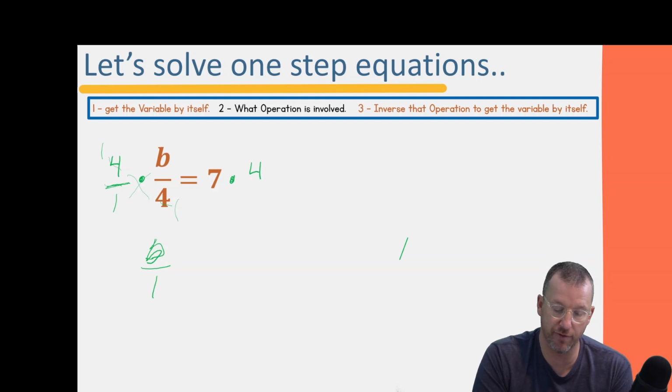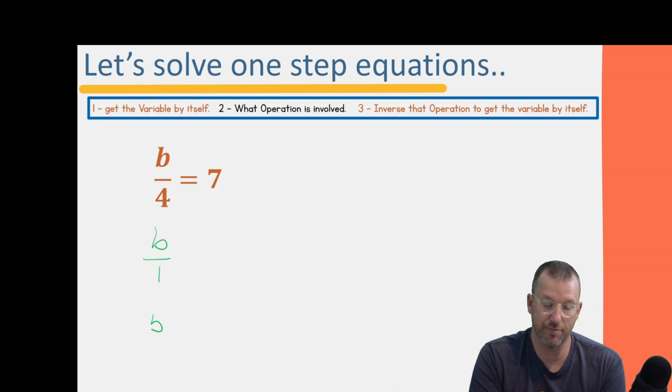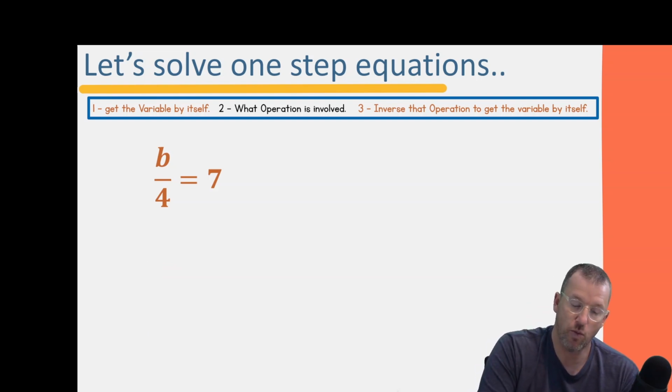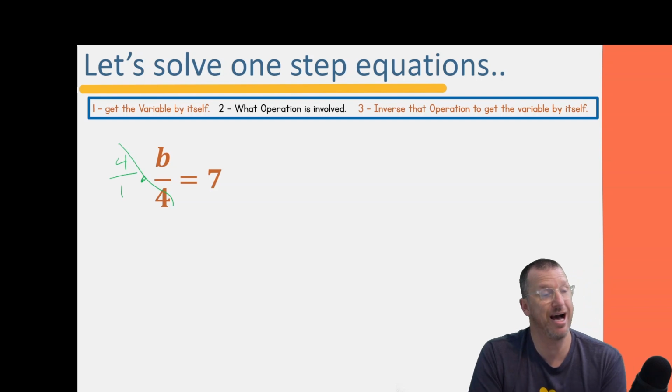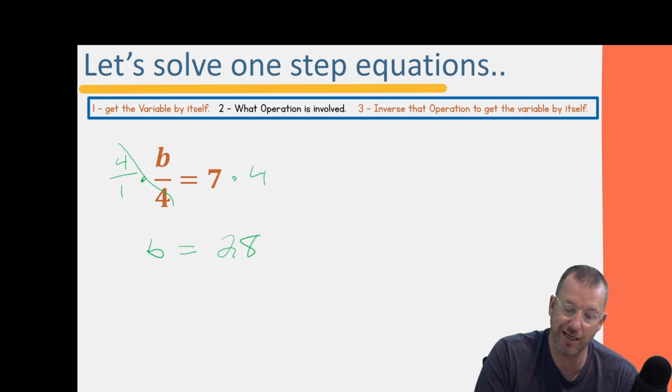What is b over 1? Well, that equals b. So in other words, what I'm trying to tell you is when you're doing the inverse operation, you can just simply cancel it out because you're doing the opposite operation, which is going to get us to 1. So b equals, what is 7 times 4? 7 times 4 is 28.